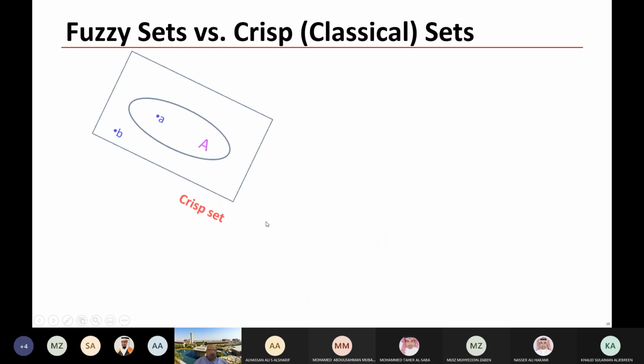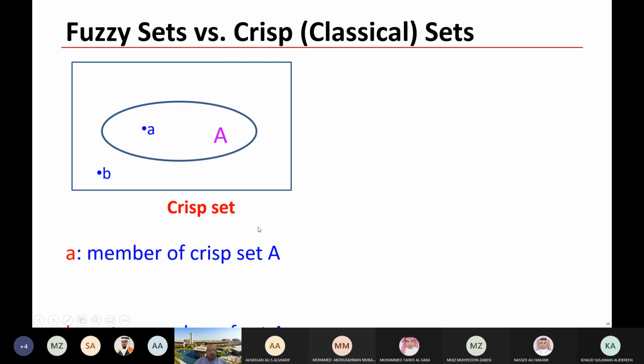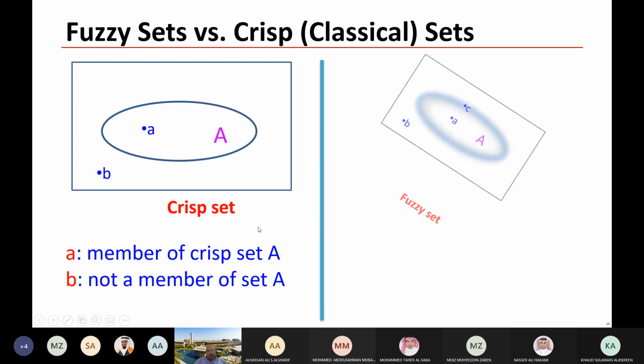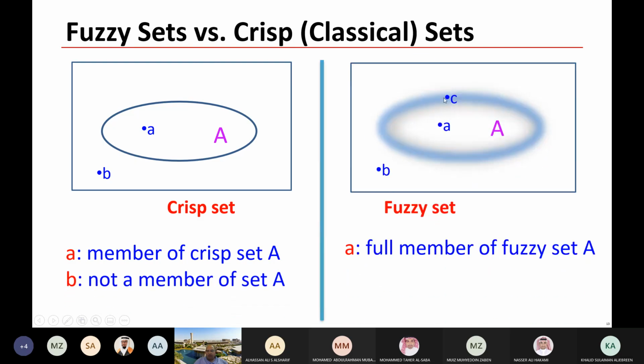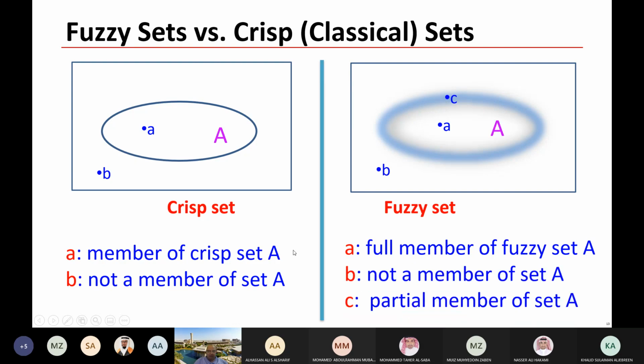So you want to have either 0 or 1. This is a crisp set. And this is also a fuzzy set. You have C here, the degree of membership is between 0 and 1. It is in the gray area.